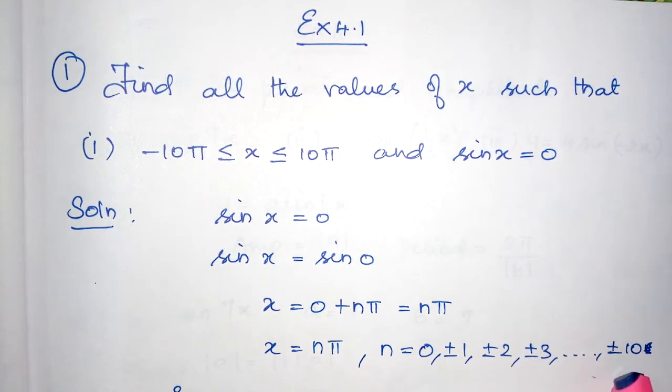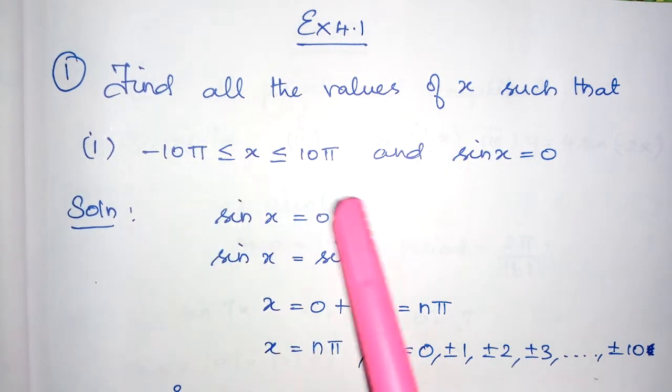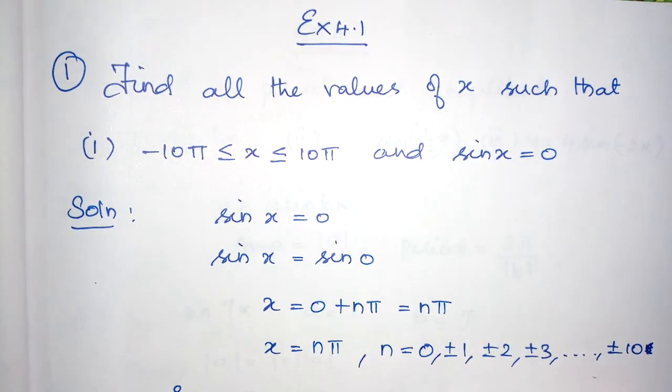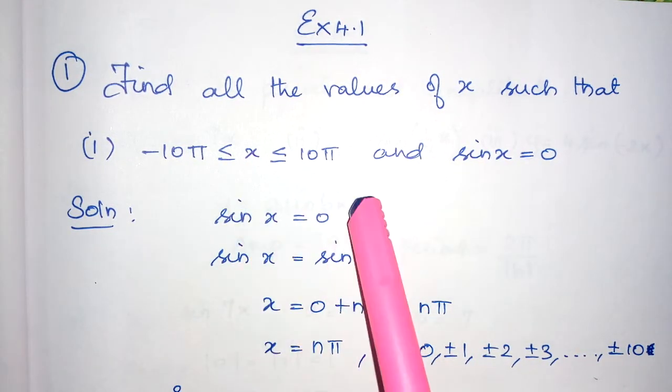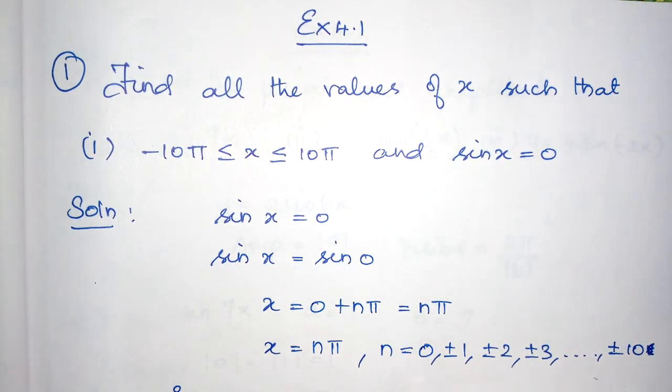So plus or minus 10 is plus or minus 10 pi. After that I cannot take. Suppose if I take 11, it is 11 pi. 11 pi is out of this interval. So n takes the values 0 to 10, positive and negative. Thank you.